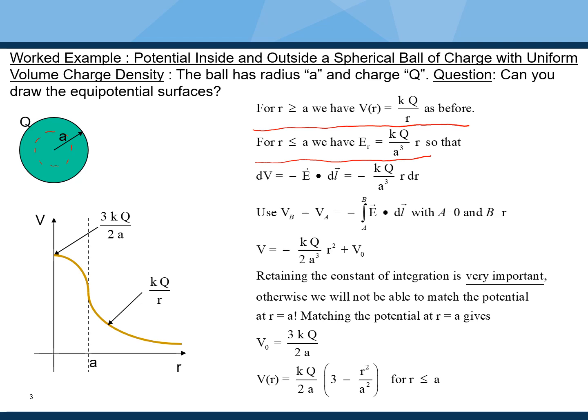So now that we know the electric field as a function of r, our job is to find the electric potential at all points within the spherical ball, the ball which has a uniform volumetric charge density all over inside of it. So let's go ahead and work that problem.